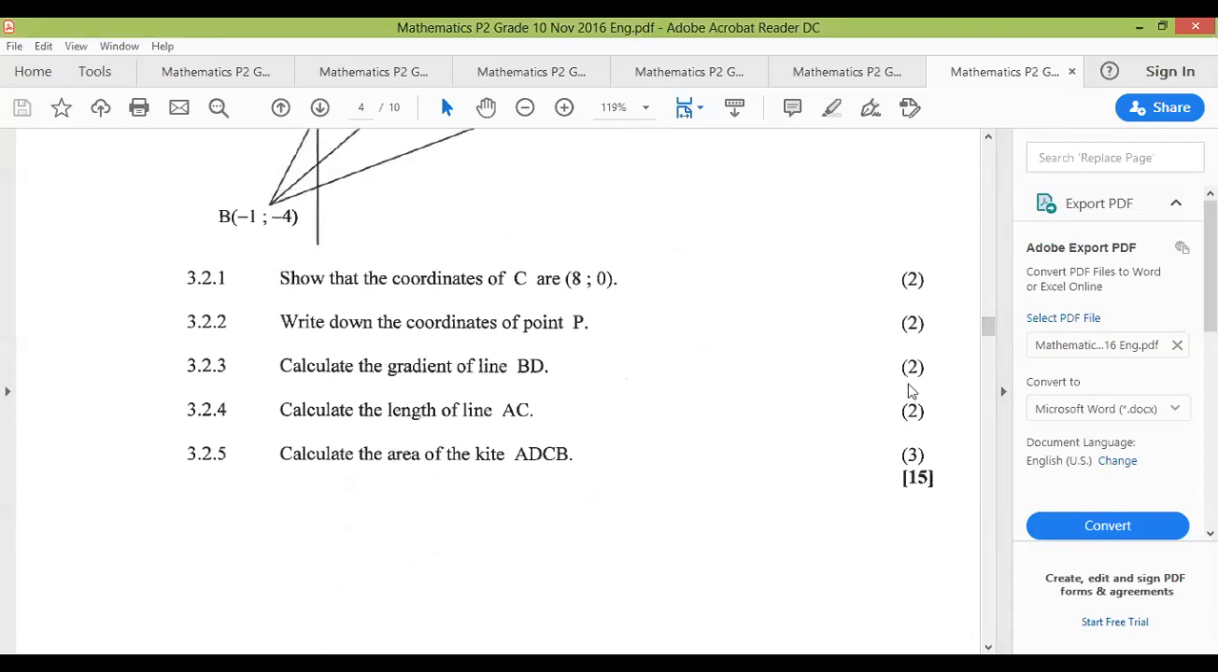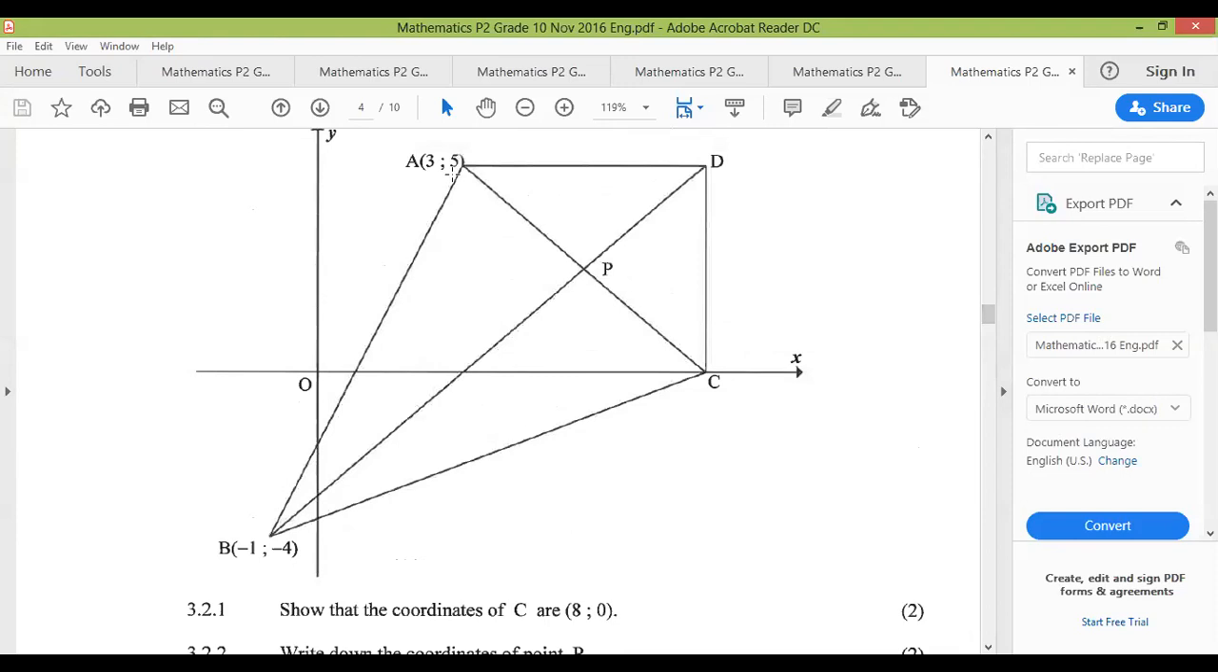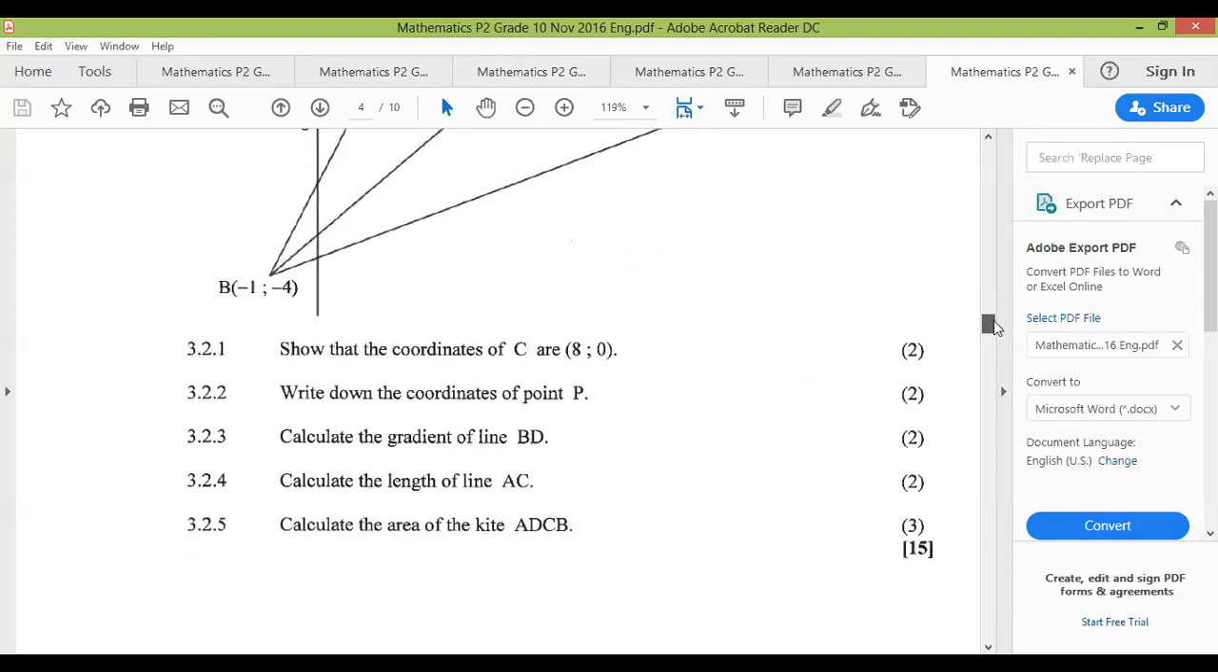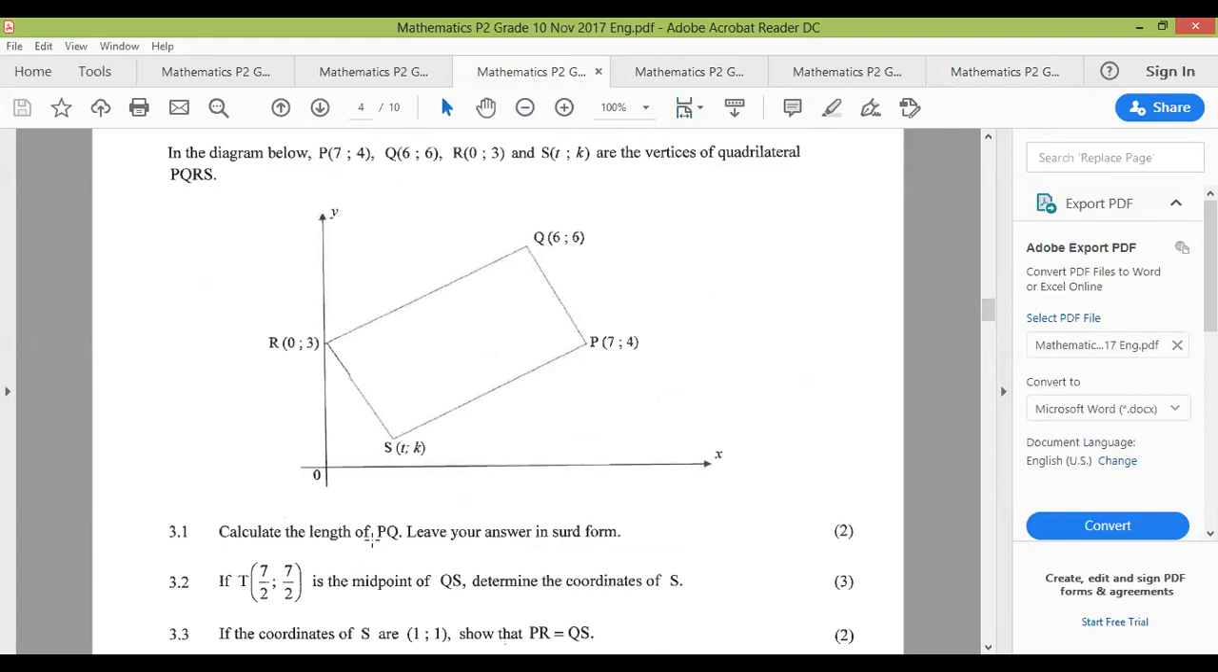3.2.4. It says to you, calculate the length of AC. Now, it's for 2 marks. They want you to calculate the length of AC. You know the coordinates of C: 8, 0. The coordinates of A: 3, 5. And I want to show you something interesting, guys. Remember I said, when they say calculate the length, you always use what? A distance formula. Even yesterday, they asked the very same question, and this was from 2017. The question was: calculate the length of PQ. Leave your answer in surd form. Does it make sense? Remember from yesterday, I said for length, you always use your distance formula.